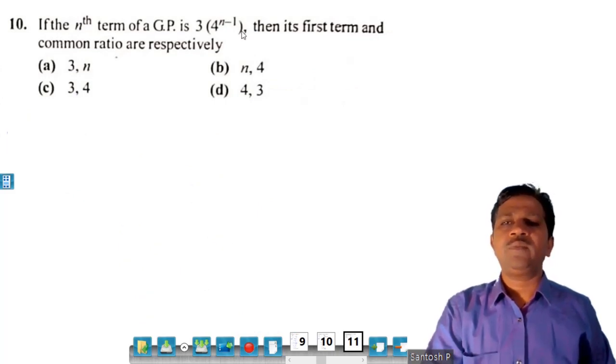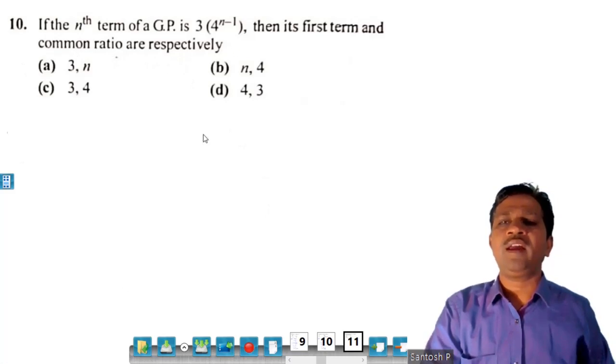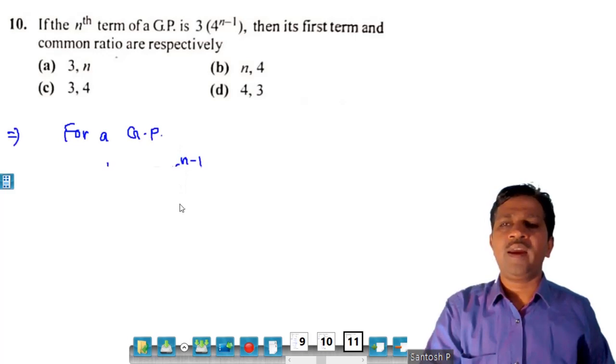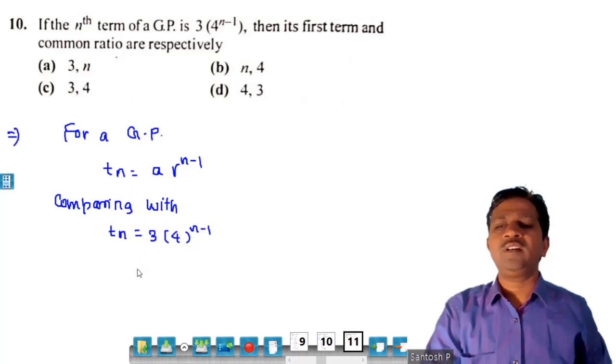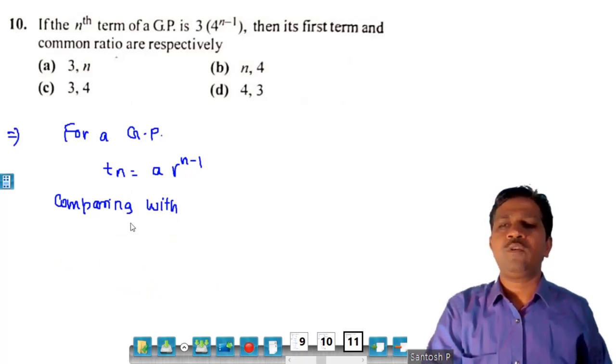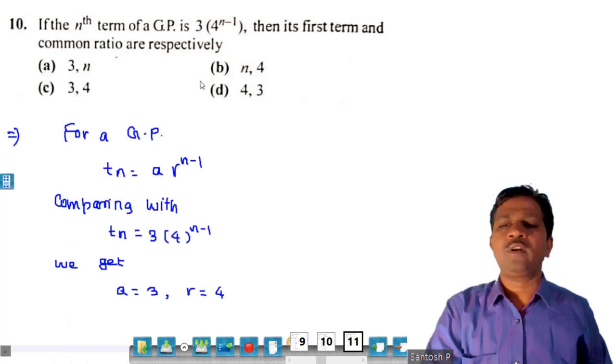If the nth term of a GP is given, then we have to find the first term and the common ratio, that means we have to find A and R. It is a very basic question. We know the formula for the nth term of a GP is given by A into R raised to n minus 1. In the question, the nth term is given to be this. So if you observe, the left hand side is the same, and if you compare these, A equals 3 is there, R equals 4 is there. It is very clear. A means the first term is 3 and R the common ratio is 4. So the answer is 3 comma 4. A is 3 and R is 4. So that is option C.